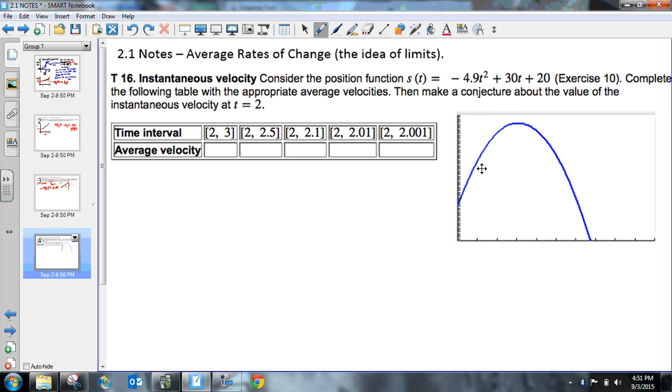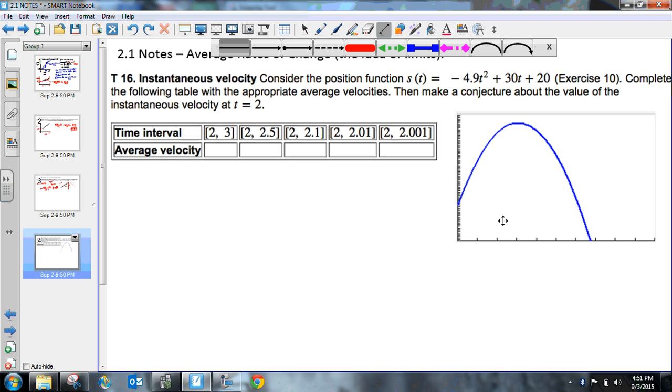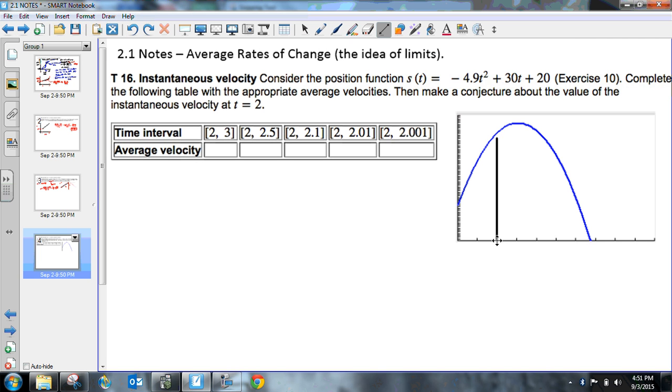Now, 16, I went ahead and graphed this function for you. And so it says you have a position function given by this quadratic. It says complete the following table with the appropriate average velocities, and then make a conjecture about the value of the instantaneous velocity at t equals 2. So let's go ahead and let me take a little graph here. Let me move, this is 0.2. All right, oops.